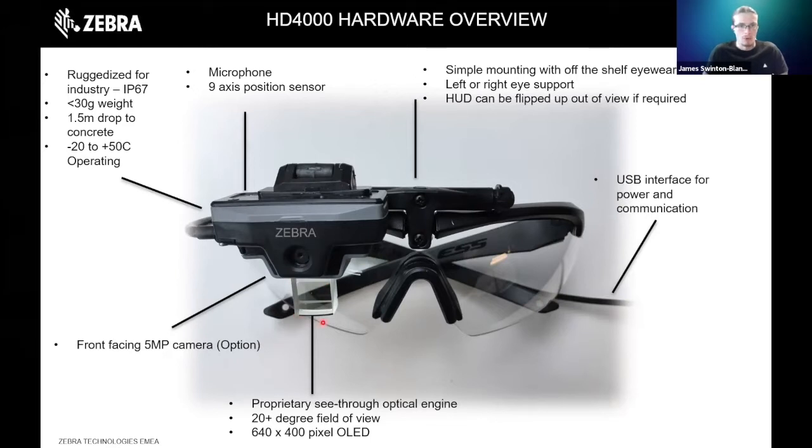This down here is our proprietary see-through optical engine. This is where the content is actually displayed to the user. It gives you a 20-degree field of view, and the resolution is 640 by 400, and it's an OLED display. We have 2 variants of the HD4000, the Mentor and the non-Mentor version. The only difference is that the Mentor version comes with a front-facing 5-megapixel camera. That's an optional extra, and you can see here the camera integrated in this Mentor version.